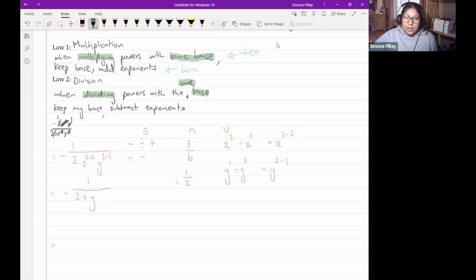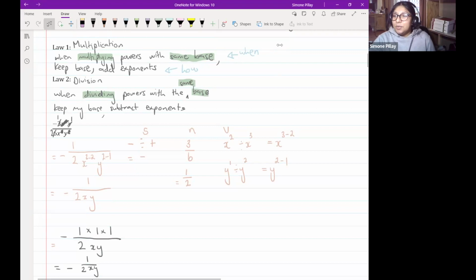And let's see, what do I have? I still have a negative. I have my 1 at the top. I've canceled out my 3 and I made it a 1. And that's multiplied by 1 multiplied by 1. And what do I have at the bottom? I have 2xy, which just gives me negative 1 over 2xy. Okay, I hope that made sense.